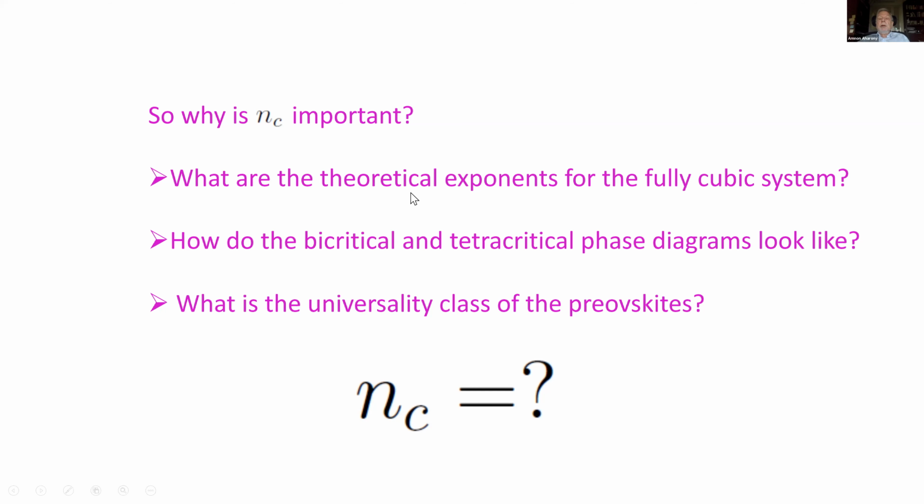Is it dominated by the Heisenberg or by the cubic fixed point? And how do the bicritical and tetracritical phase diagrams look? How are they affected if n is larger than NC or smaller than NC? And in particular, what is the universality class of the perovskites?